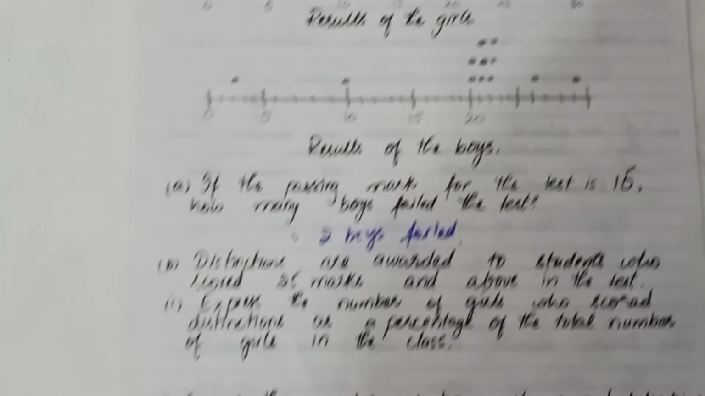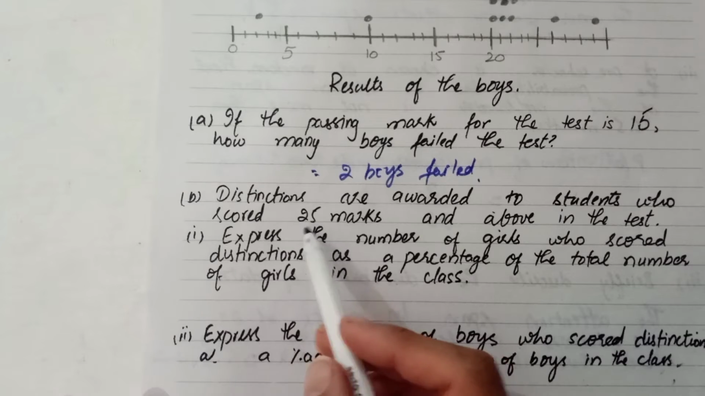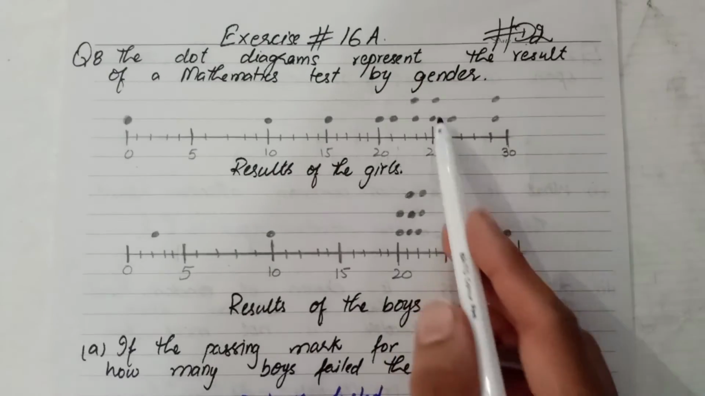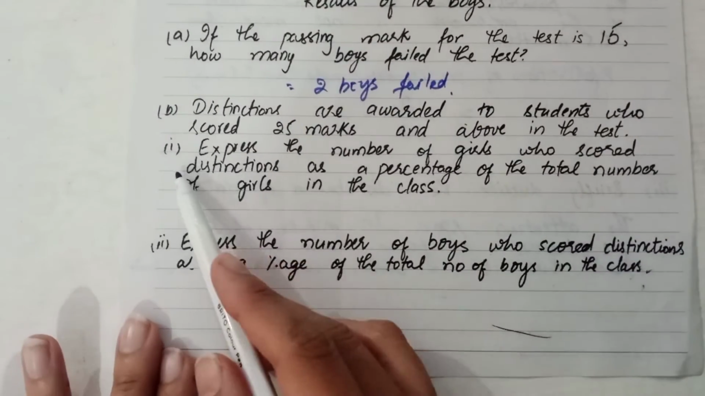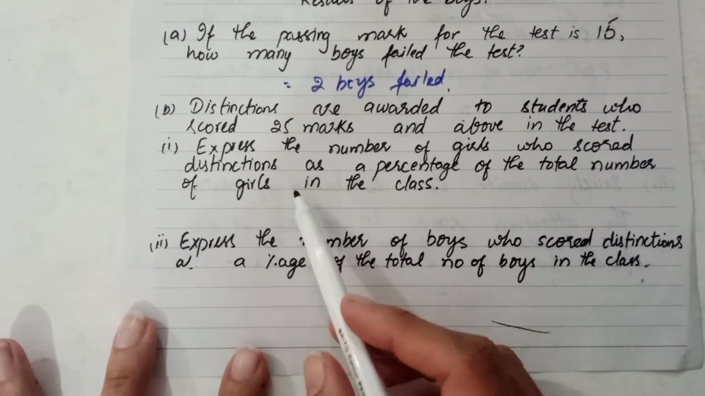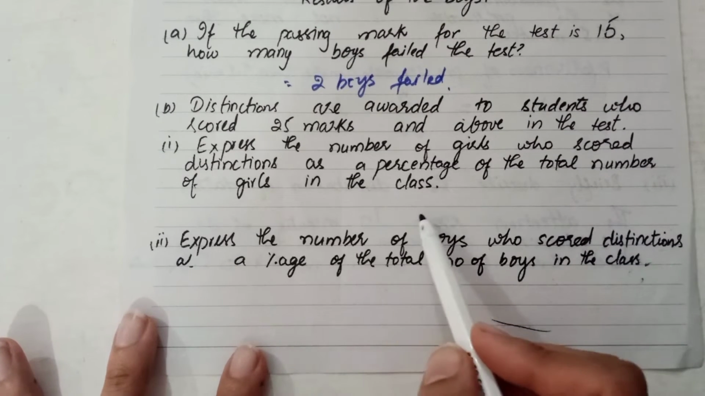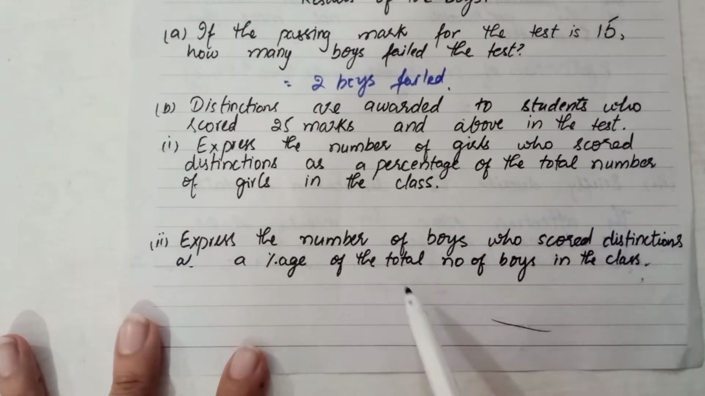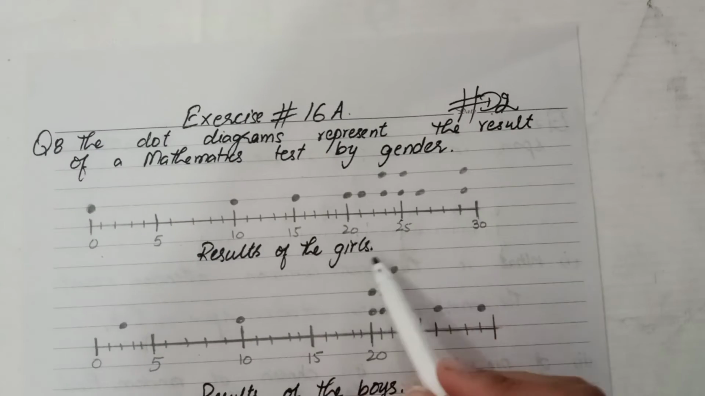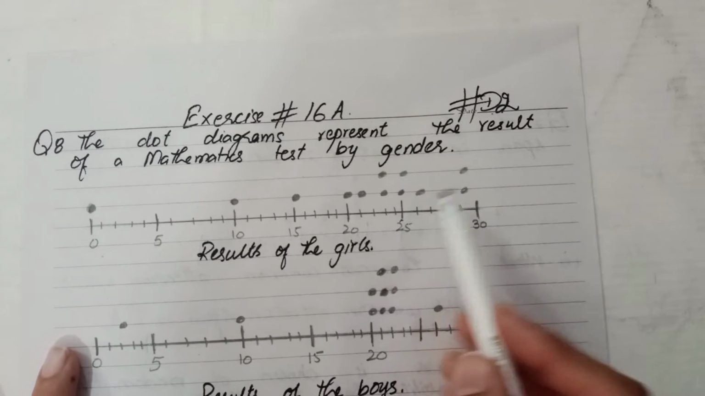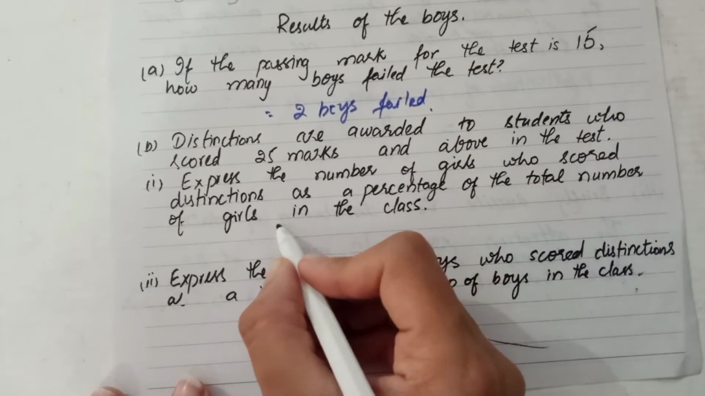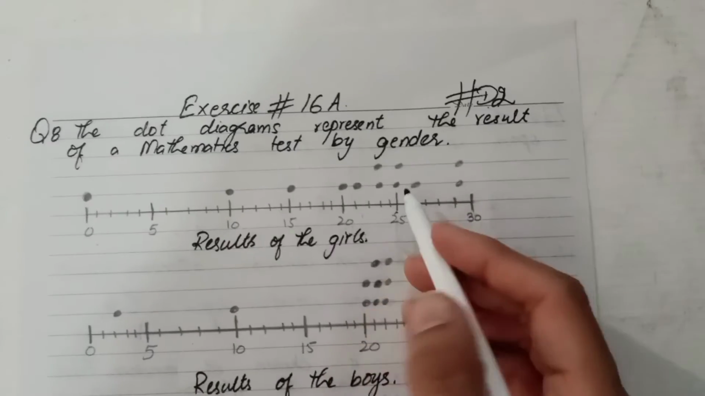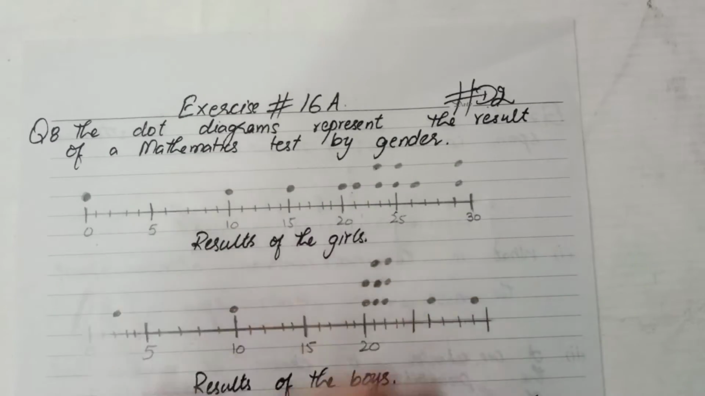In part B, distinctions are awarded to students who score 25 marks and above in a test. In part 1, express the number of girls who scored distinction as a percentage of the total number of girls in the class. This is the dot diagram for girls, and there are 1, 2, 3, 4, 5 girls who scored distinction, and the total number of girls is 12.